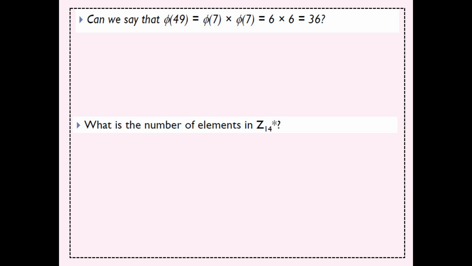So as per our rule, we can divide it into 7 and 7. 7 is a prime number, so we can apply 6, 6. So this is coming as 36. Is it correct or not? The question is.